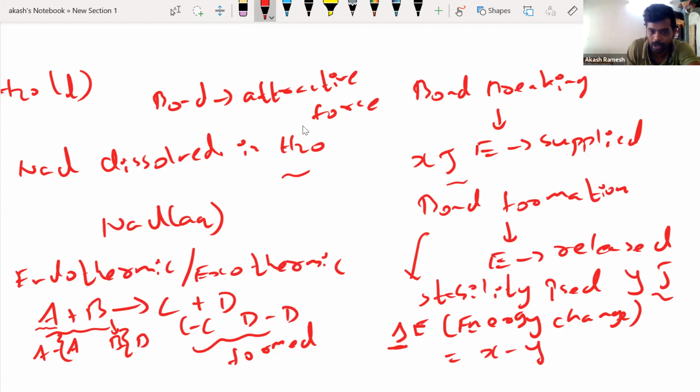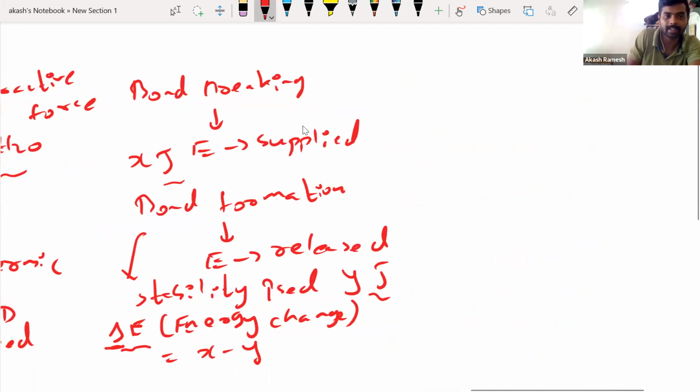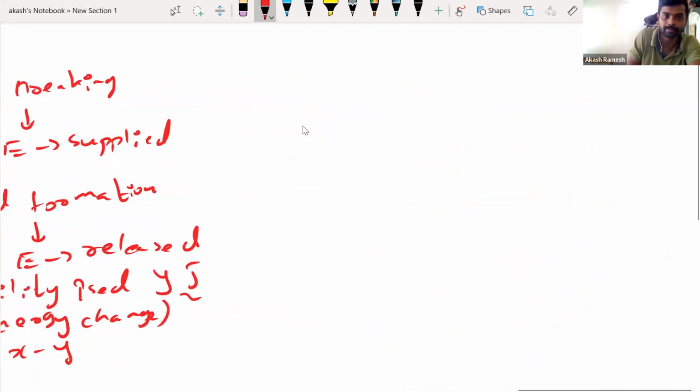Now, depending on how the value of delta E is, I can tell whether the reaction is endothermic or exothermic. Instead of telling you what the value is, depending on how the value is. That will be confusing, I'll tell you that point, don't worry. So guys, I want you to understand one more thing. There are certain sign conventions we follow.